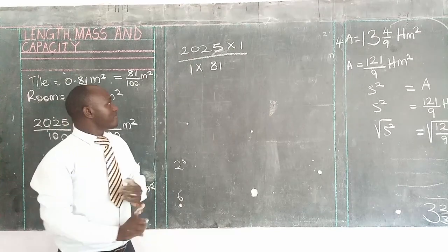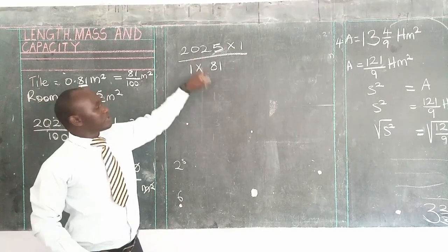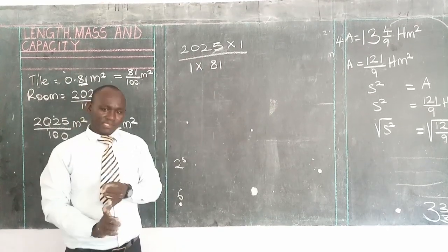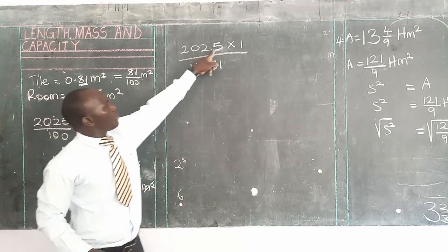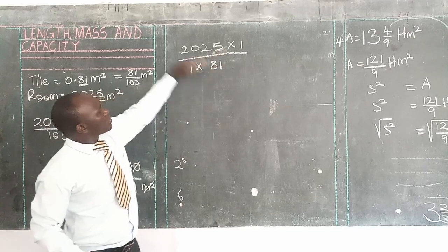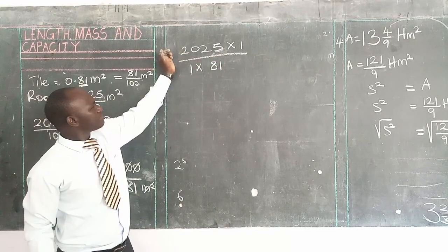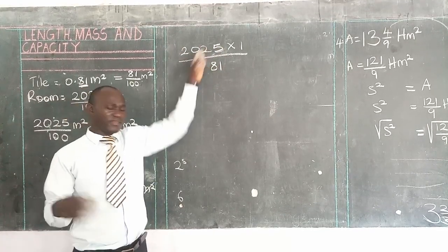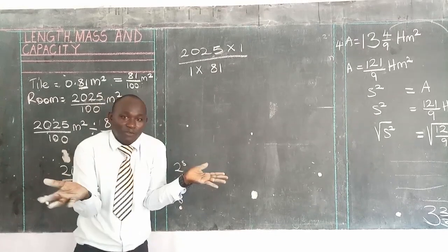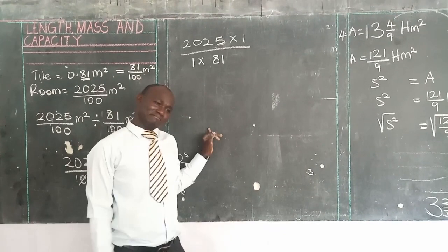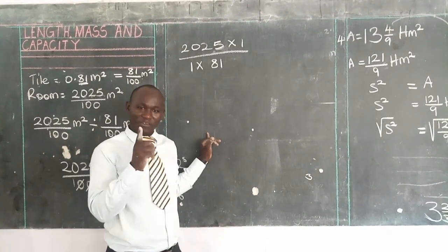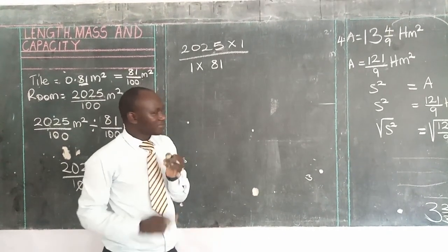In P5, you learn how to reduce fractions. P6, you learn divisibility test. Now, can we use 2 for reducing these numbers? None of them is an even number, so that can't work. What about 3? Let's think about the divisibility test of 3, which you learn in P6.